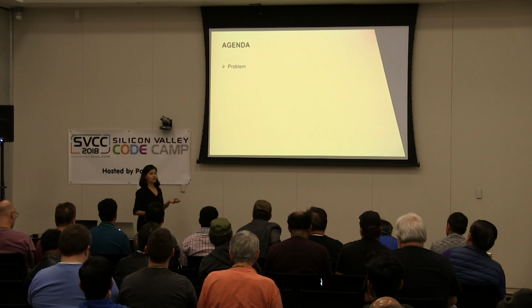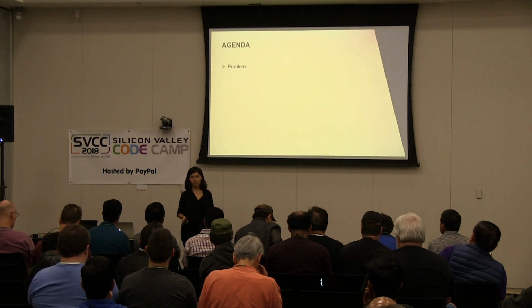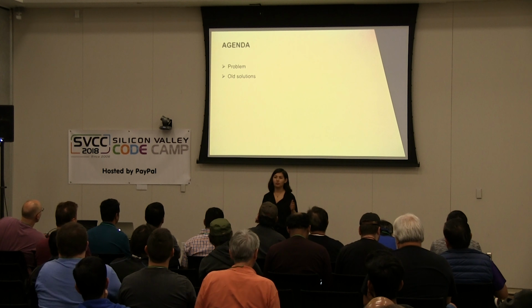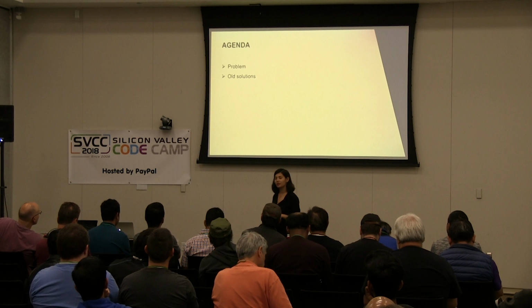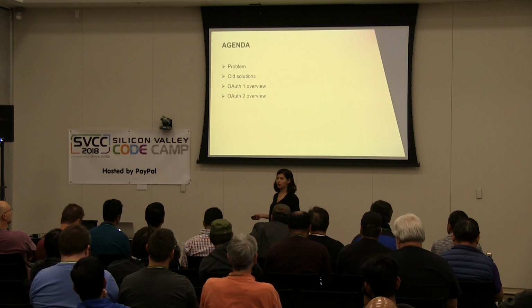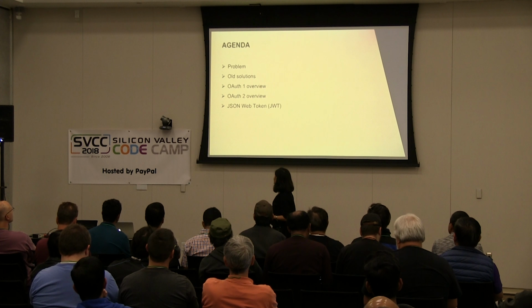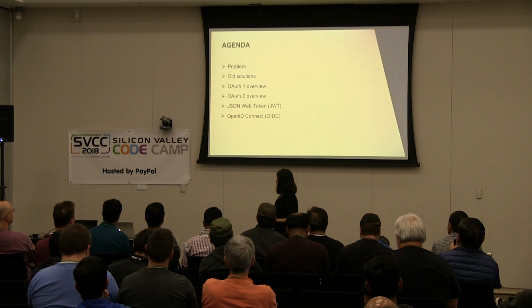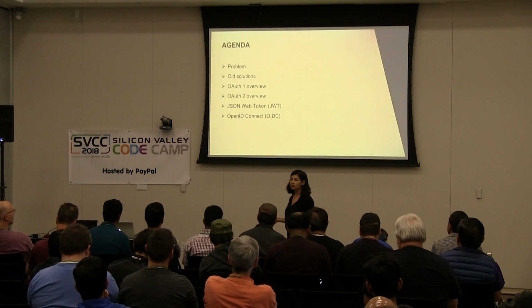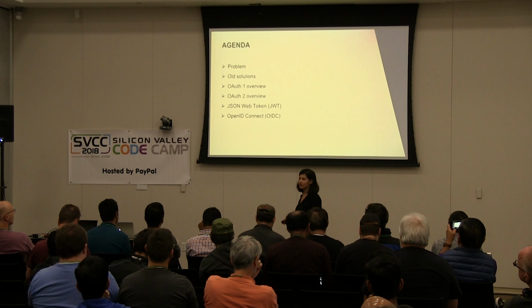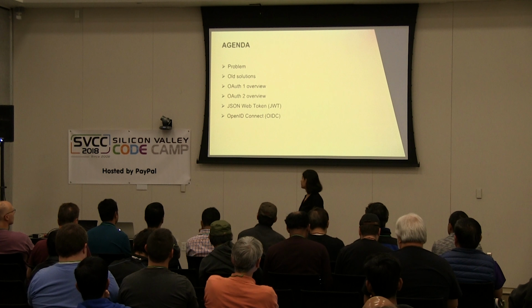So first of all, we are going to define what the problem is, what is the problem that we are trying to solve, and then we are going to look at how people used to solve this problem before. We are going to look at OAuth 1 and then OAuth 2, and then we are going to look at what JSON Web Token or JWTs are. At the end, we are going to talk about OpenID Connect, and then I'm going to open the floor for discussion and Q&A.